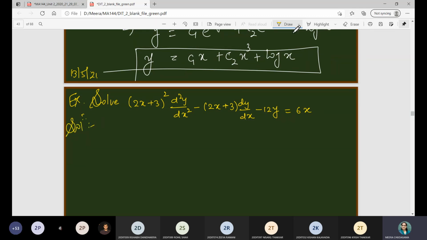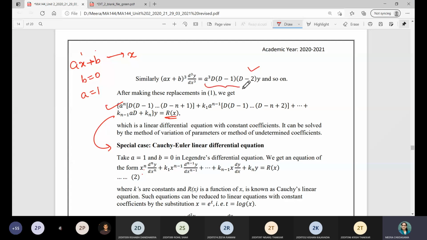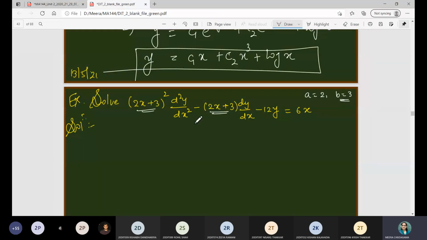You can see that these differential terms are with the variable terms. Here the coefficients are not constant. So this is Legendre's differential equation with a equal to 2 and b equal to 3. You can see that in the computation there is no role of b when you convert in terms of constant coefficients. These quantities depend only on a, so you have to be concerned about a, not b.